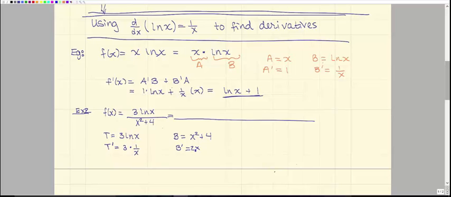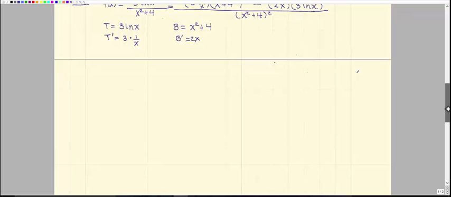So putting this together in my quotient rule, I'll have the derivative of the numerator, 3 times 1 over x, or 3 over x, times the denominator left alone, minus the derivative of the denominator, 2x, times the numerator, all divided by x squared plus 4 squared, the denominator squared.